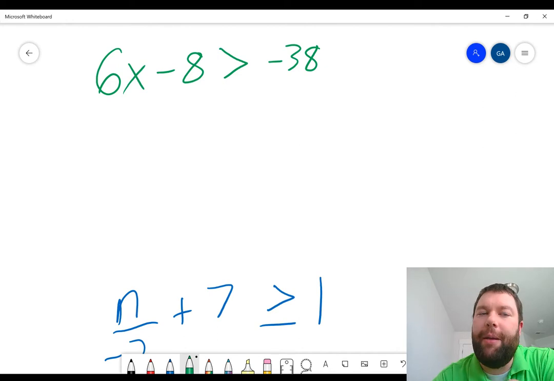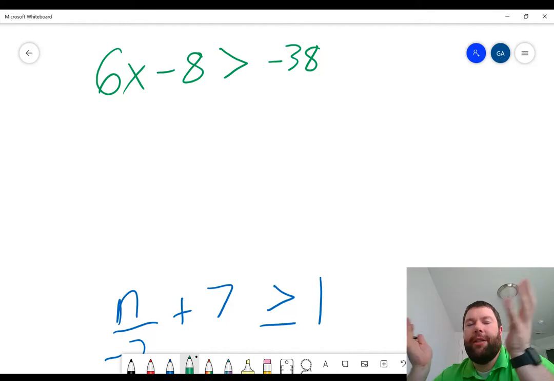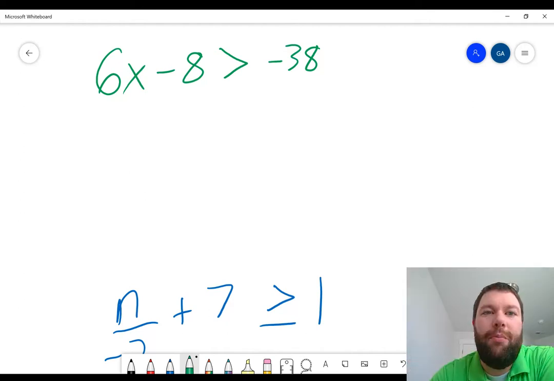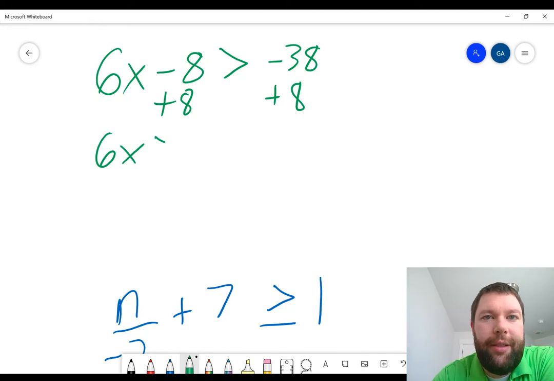Okay, so we have a two-step inequality here. We've got a best friend with the 6, and then an acquaintance with the -8. So we're going to want to get rid of the subtracting number first. To move it to the other side, it's just like an equation: you're going to add it to move it to the other side. So you would add 8 to each side. That's going to give me 6x is greater than -30.